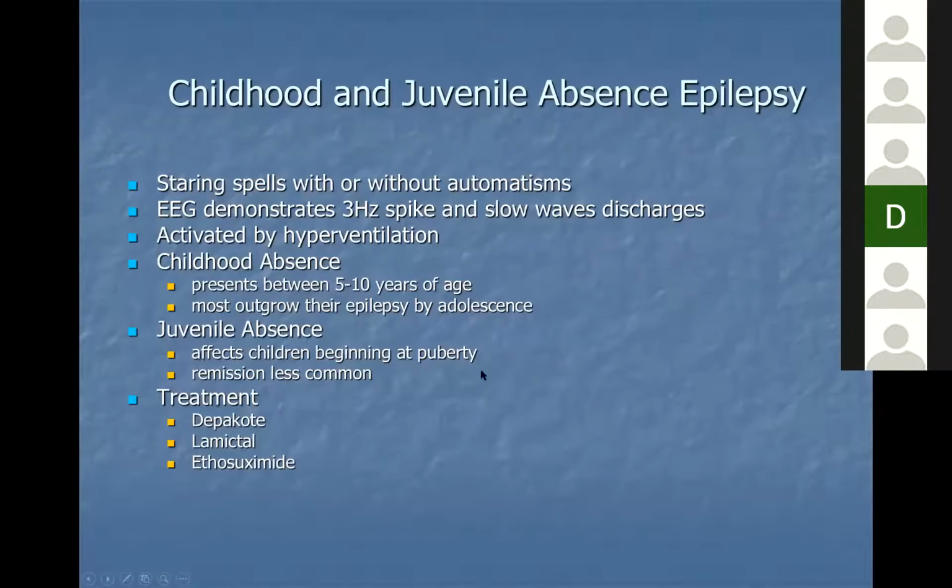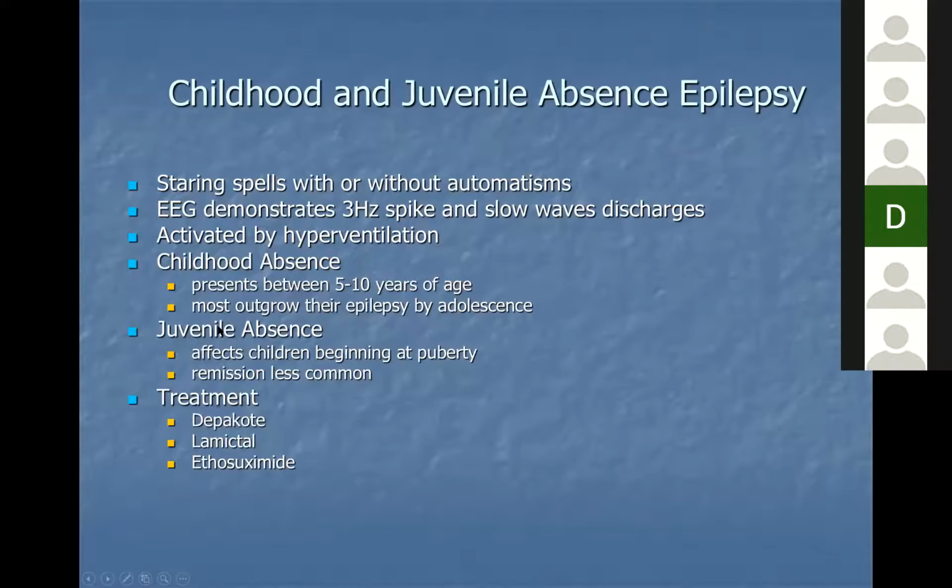Childhood absence epilepsy. As I mentioned, the most common one is what most of us will see typically between the ages of 5 and 10 years, typically closer to 5 and 6 when they first start school. The vast majority of these kids, probably 95%, will outgrow the seizures by the time they're in early adolescence. There's an older, later onset version, I would say, in juvenile absence. So these are kids close to 10, 11, 12 that have them.